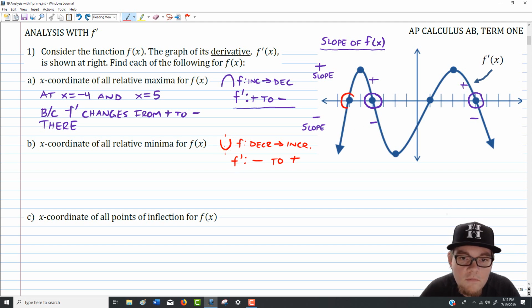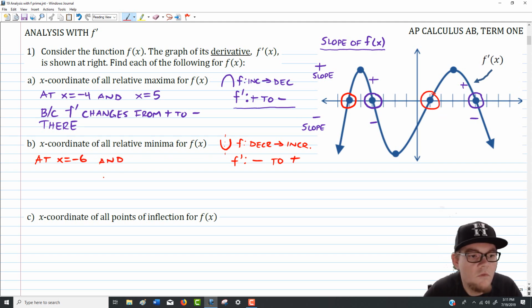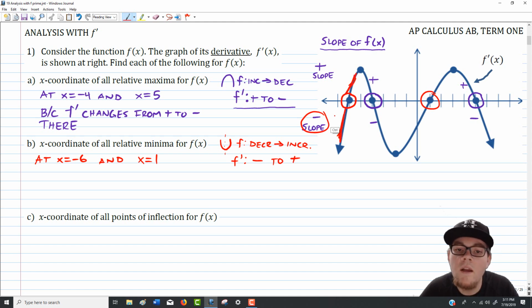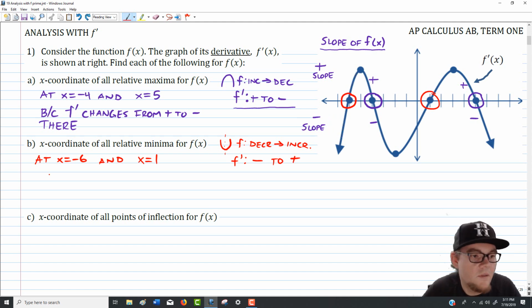So looking up here, we're looking at the zeros again. There's definitely one right there. So that's going to be at -6. So I'll even write that down just to save us a little bit of time. And then I believe there's one more. There is. Right there at x equals 1. So there are two relative minima. And again, you can see from the slope, we're going from negative slope down here to positive slope right there. We've got both of those pieces in place.